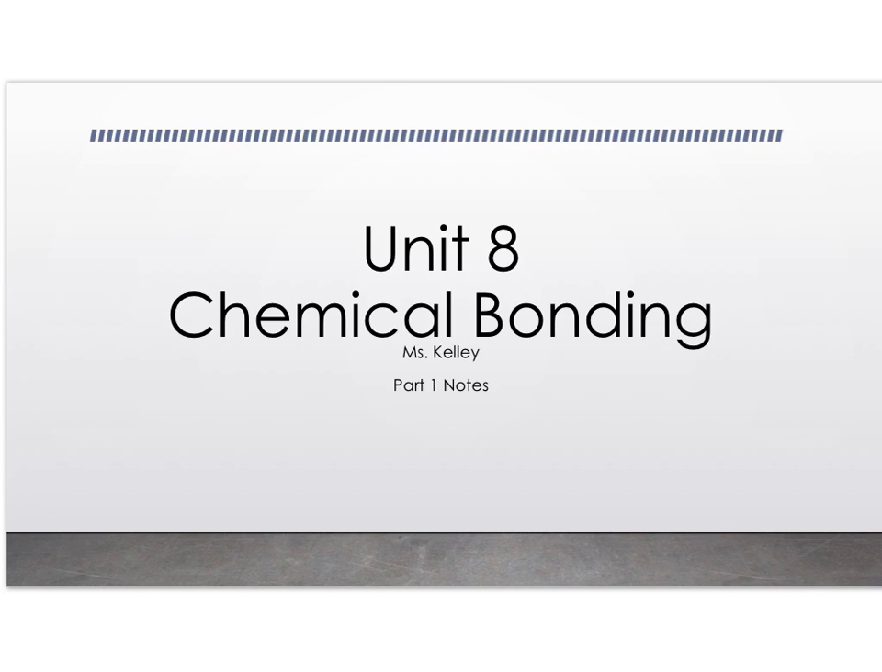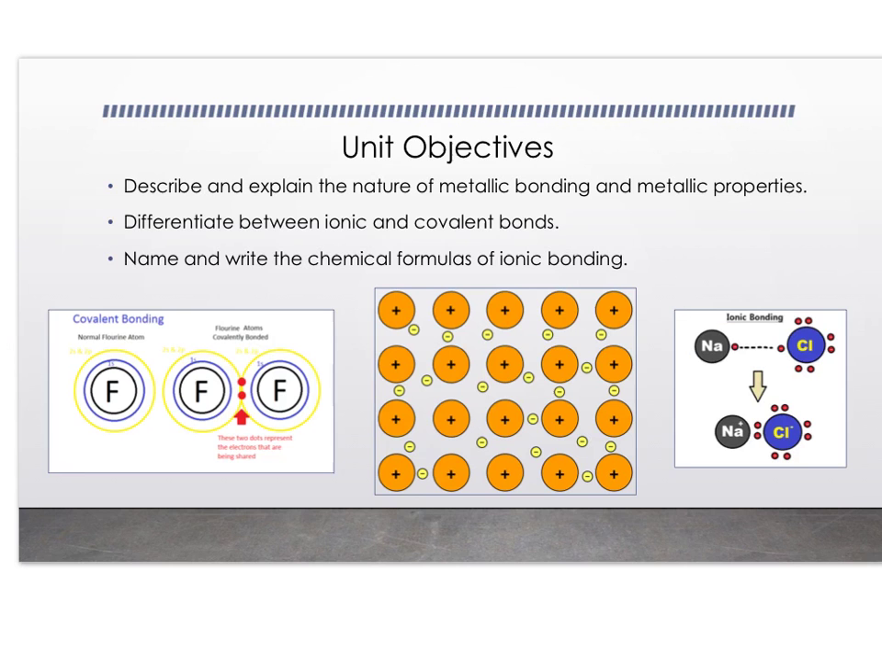This is Unit 8, Chemical Bonding, Part 1 Notes. By the end of this unit, you should be able to describe and explain the nature of metallic bonding and metallic properties. You should also be able to differentiate between an ionic and a covalent bond. You should also be able to name and write the chemical formulas of ionic compounds.